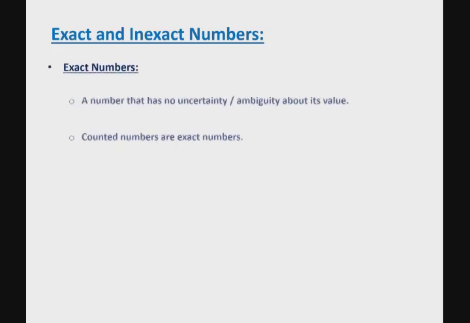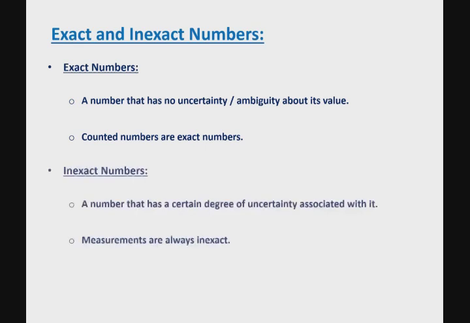Okay. Now there are some numbers that are exact numbers while others are inexact. A number that has no ambiguity, no uncertainty associated with it is called an exact number. And all counted numbers are exact numbers, whereas a number that has a certain degree of ambiguity or uncertainty associated with its value is an inexact number. All measurements are always inexact. So please do remember that counted numbers are always exact numbers, whereas measurements are always inexact.